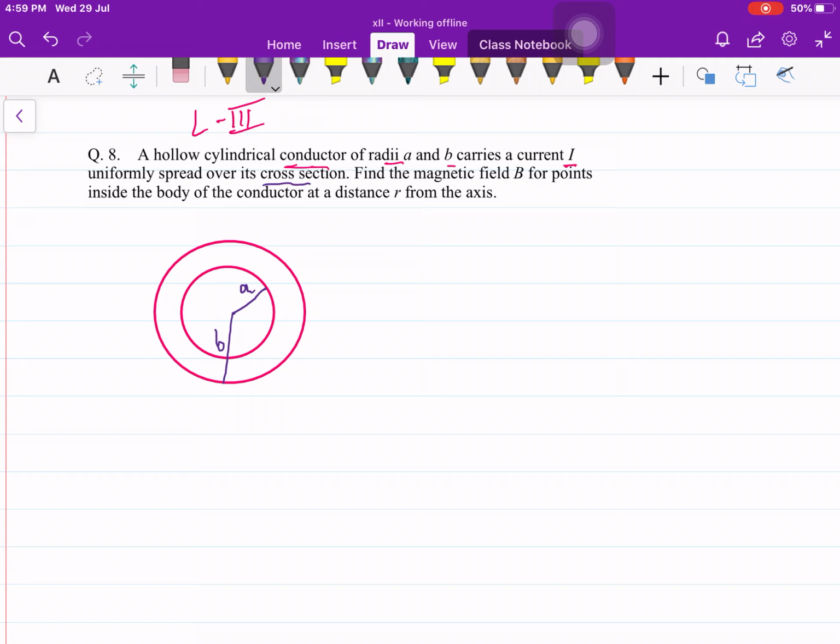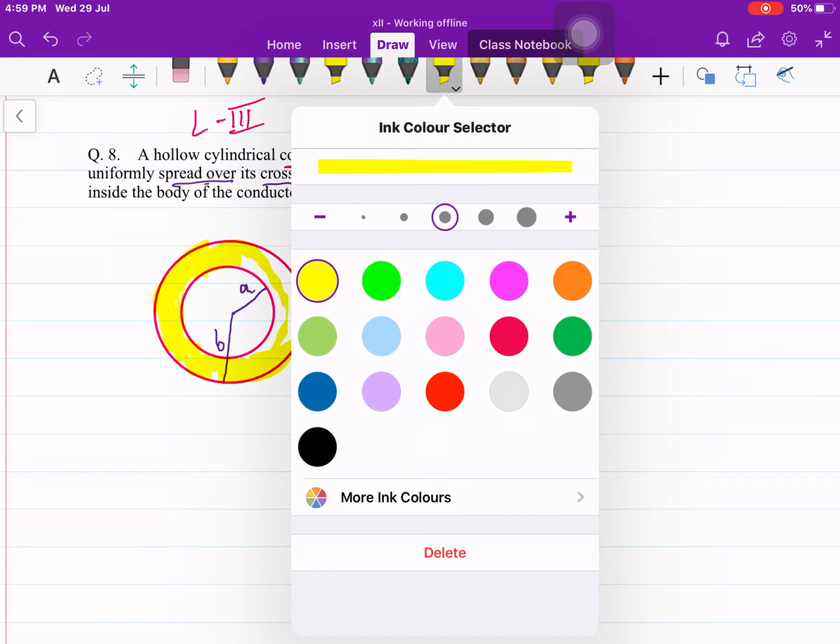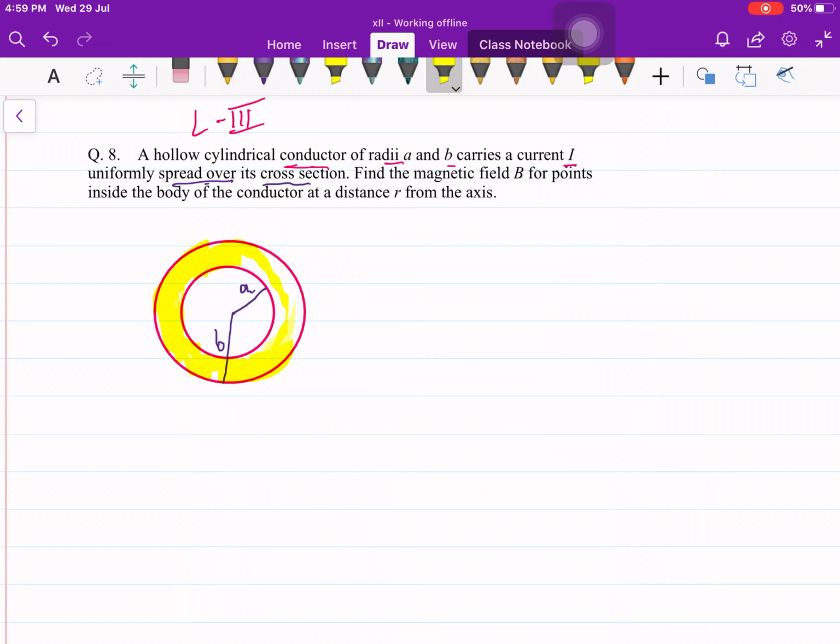Current I is uniformly spread over its cross section, means in what area is current there? So I can say current is only in this area. The shaded portion is having current only. This is the region where current is there.